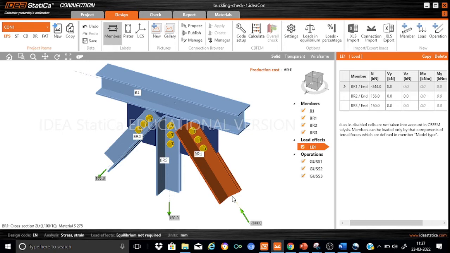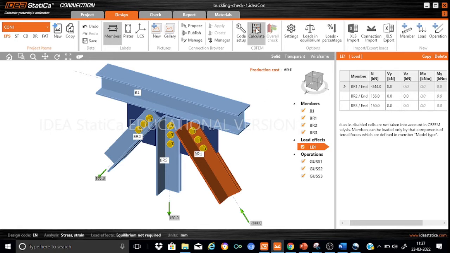And the third member receives a compressive force. So the buckling analysis that we conduct in this tutorial will be focused on this member because it is under compression, and its connection with the gusset plate. Okay, so let us straight away go for the strength analysis.